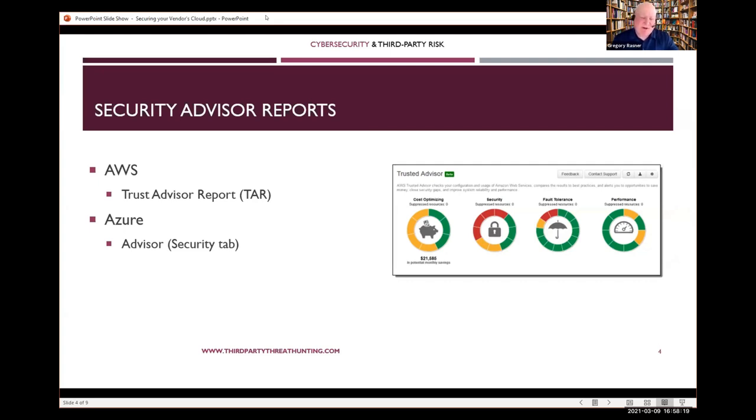They often will change the name of the product or the subservice that they offer. But there's a security tab and Advisor on Azure that again will produce a security advisor report that is consumable by you as a customer. And again, you can have them redact certain areas that are sensitive to them from a confidentiality standpoint. And on Google, it's the Security Command Center, and same thing. It produces a lot of the same information that is on the Trusted Advisor report.